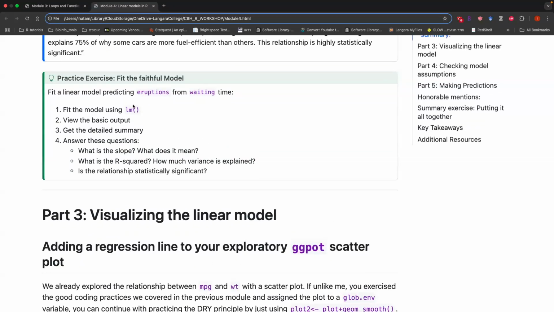Okay, so now let's do the same thing, but for Faithful with eruptions and waiting. Basically, we want to predict eruption time from waiting time, so waiting time should be our x here. It doesn't really matter; a linear relationship is a linear relationship, and it should work in reverse. Y depends on x: eruption duration depends on time between eruptions.